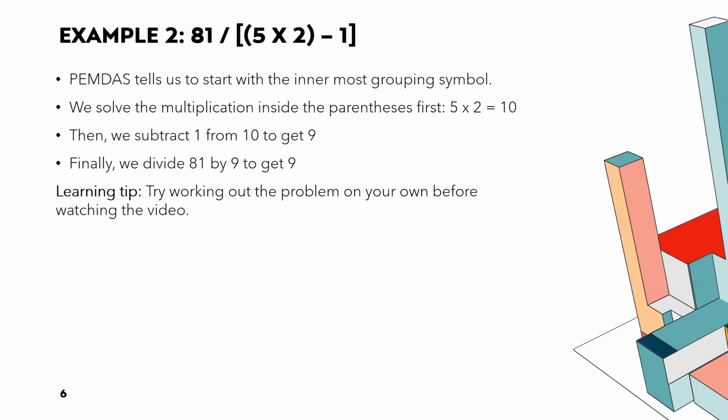I know you are eager to see this problem explained. So, let's go. PEMDAS tells us to start with the innermost grouping symbol, so we will multiply 5 by 2 to get 10. Next, we subtract 1 from 10 to get 9. Finally, we divide 81 by 9 to get 9. It is that easy.